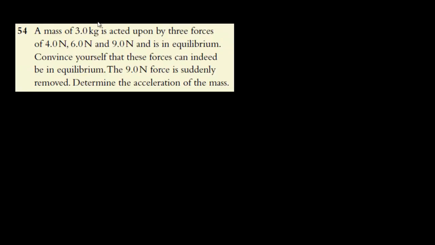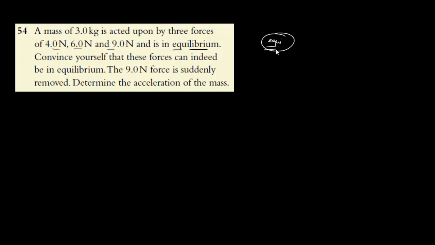Now in this question, he is saying that we have a mass of 3 kg that is acted upon by 3 forces of 4 Newton, 6 Newton and 9 Newton and is in equilibrium. So he is saying that the object of mass 3 kg is acted upon by these 3 forces and it is in equilibrium. Now what do we mean by this term equilibrium?